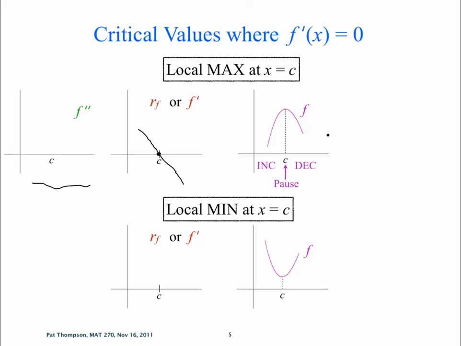I don't have a fancy animation for local min, but you can do it. So you're going to start here. Tell the story of the accumulation, conclude what about the rate, and then further conclude what about the rate of the rate, or the second derivative. Go.